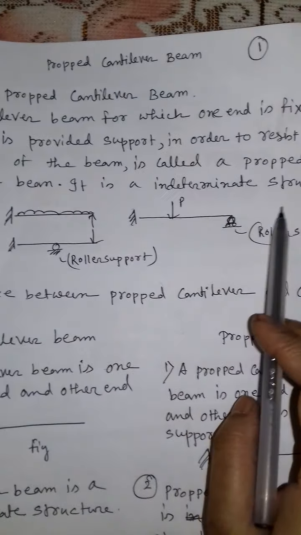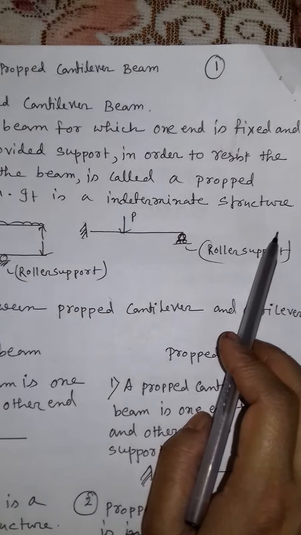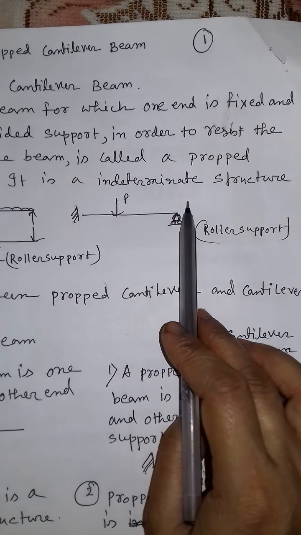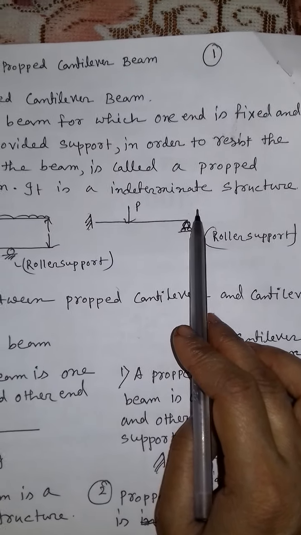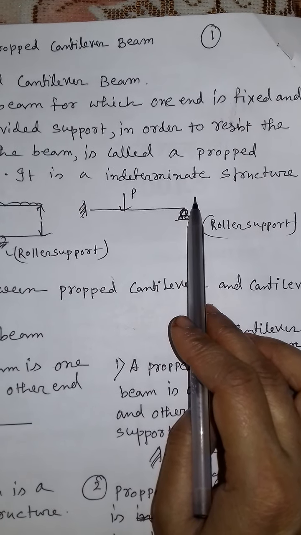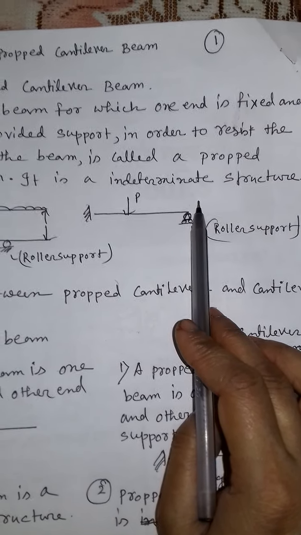It is an indeterminate structure. Indeterminate structure means the reactions of this beam cannot be found by the equilibrium conditions, that is, summation of V, summation of H and summation of moment equal to 0.